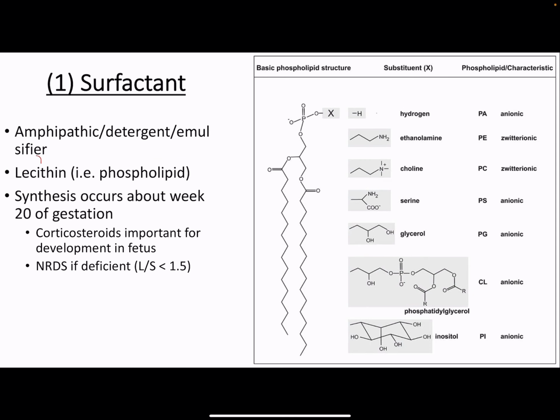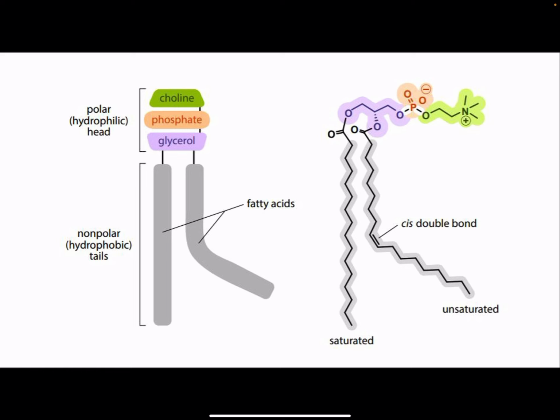So surfactant is a lecithin, which is really just a phospholipid. These are amphipathic, these are detergents, these are emulsifiers. That just means there's a polar end and a non-polar end. So about 20 weeks of gestation, babies should start producing this. Corticosteroids are going to be helpful for this. You get the neonatal respiratory distress syndrome where their alveoli collapse. You can tell if this is coming by looking and seeing that the lecithin to sphingomyelin ratio is less than 1.5. And we know this from biochem. You have these non-polar ends and these polar ends. This is a lecithin. This is really just surfactant.